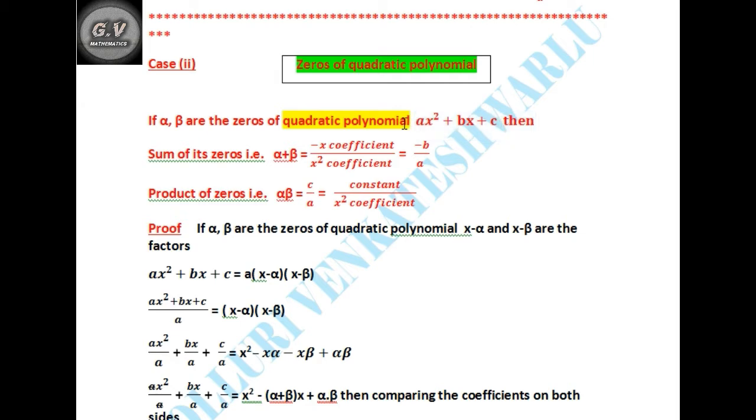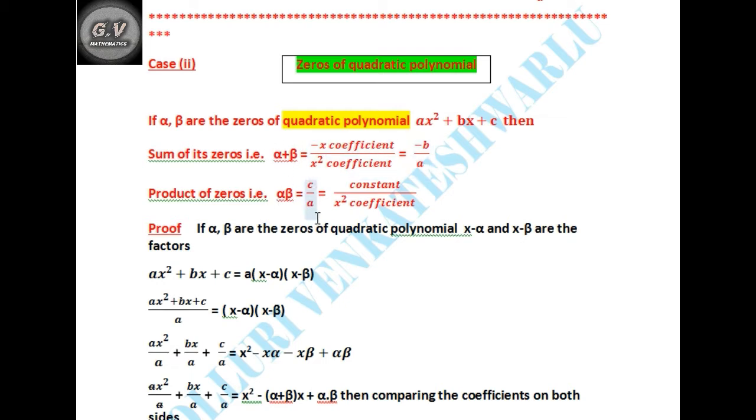A second degree polynomial contains at most 2 zeros. Those are taken as alpha comma beta. Alpha and beta are the 2 zeros of the quadratic polynomial. Then we are going to derive the relation between zeros and coefficients. We need to prove that the sum of zeros is minus b by a and the product of zeros is c by a.